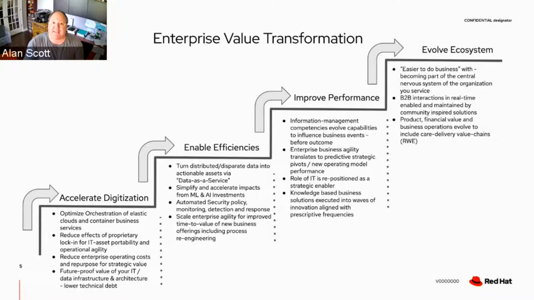That will lead you to improved performance, which means on demand, you can help influence the business events that are occurring by giving them that information. Then by doing that, you move to a strategic partner level. And then you finally evolve your ecosystem, which means you're now part of that central nervous system because you're not only the order taker, you're the order maker and helping drive value for that business.